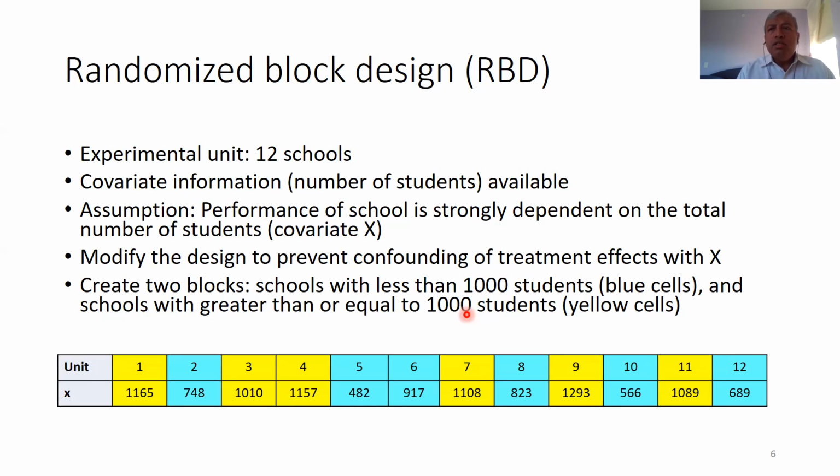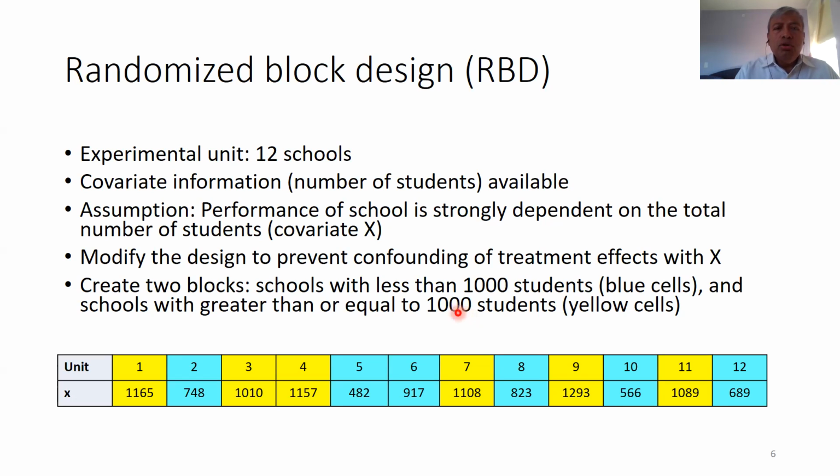So the question is, how do we modify the design? Should we modify the design, right? Because it is possible that once we assign 6 units at random to the treatment group and 6 at random to the control group, in that case, these 2 groups could be heavily imbalanced in terms of the number of students, right? So we would think that completely randomizing these 12 units to the 2 states of treatment and control may not be a very good idea.